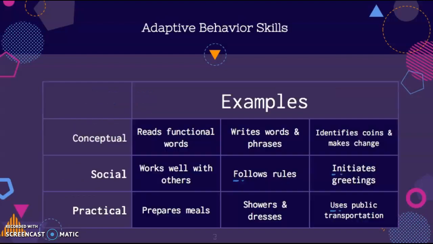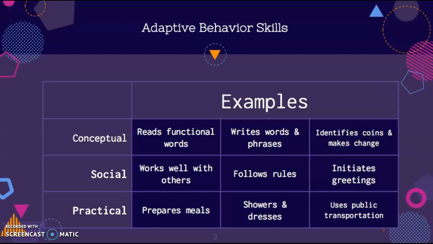So let's dig a little bit deeper. When I think about adaptive behavior skills, I'm going to divide it into three: conceptual, social, and practical. What do I mean by conceptual? Those are those mental abilities or cognitive abilities that students need to have to function in society. Most students who struggle may be serviced under the intellectual disability category or early childhood developmental.